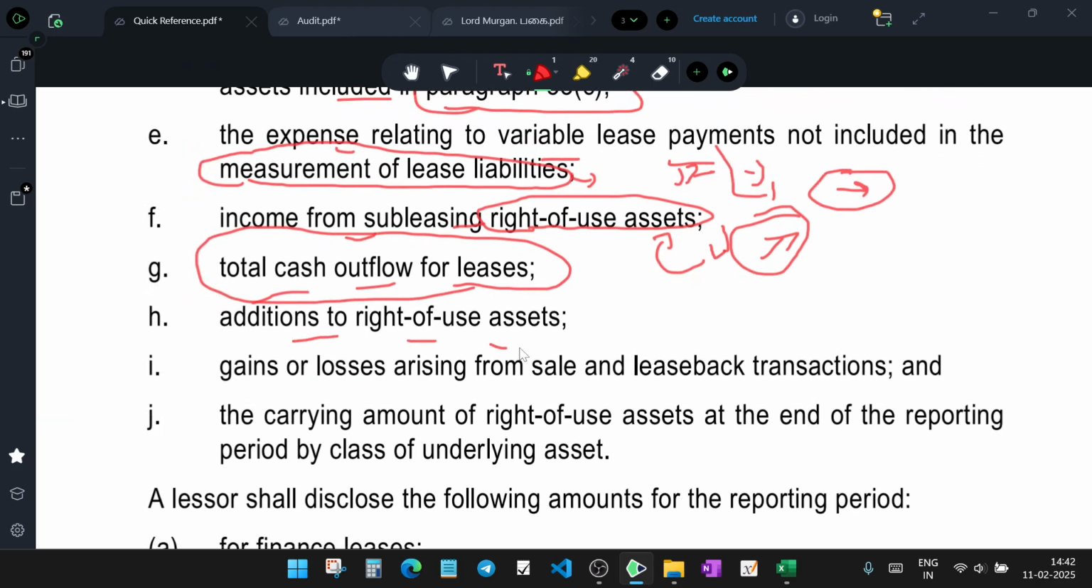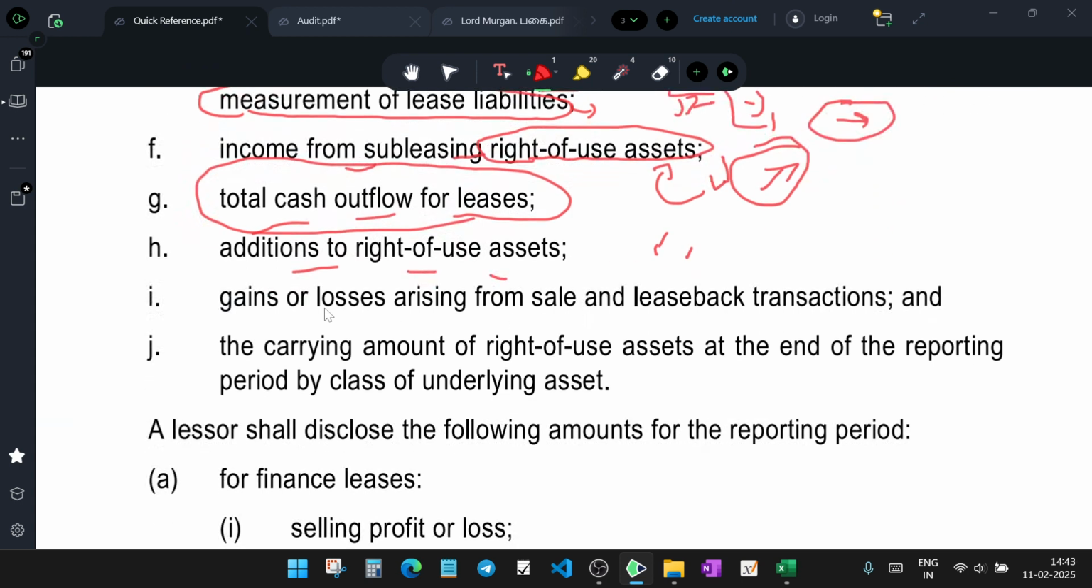Addition to right of use of asset. What are the new assets that are being put into right of use of asset? Gain or loss arising from sale and leaseback transaction. Sometimes we sold the asset due to financial constraints and leased it back. So through this transaction, whether we get profit or loss, we need to mention.